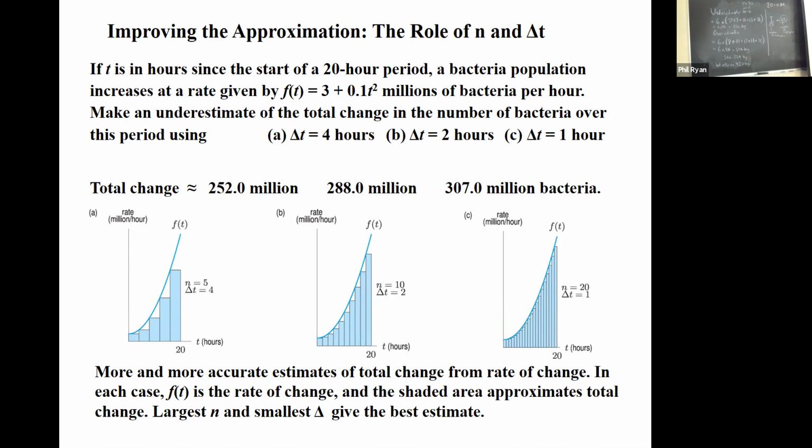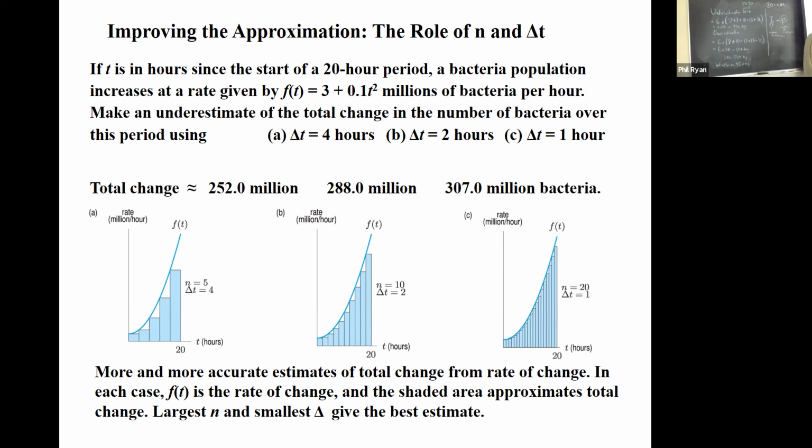What happens if we use a delta t of 2 hours? If we have a delta t of 2 hours, we're going to need 10 rectangles. Here we see the 10 rectangles, and we see that we've lessened the error. We can actually see what the error is. It's the area of all these little rectangles here. The total of our 10 rectangles now is 288 million. So it's more than before, and we see that we're getting closer and closer to the answer.